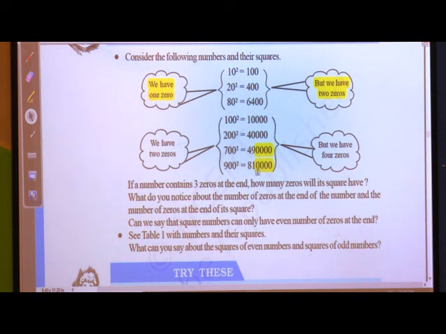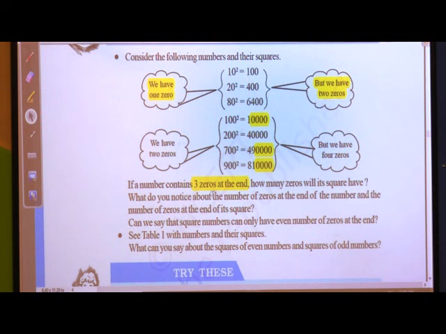810,000. So 100 square, 2 zeros in the number, 4 zeros in the square. 200 square, 2 zeros in the number and 4 zeros in the square. What is the conclusion from this? What are they trying to explain? If a number contains 3 zeros at the end, how many zeros will its square have?